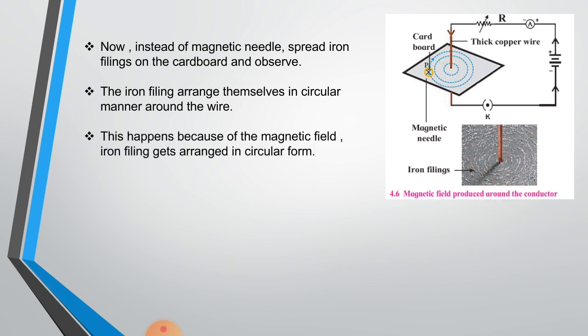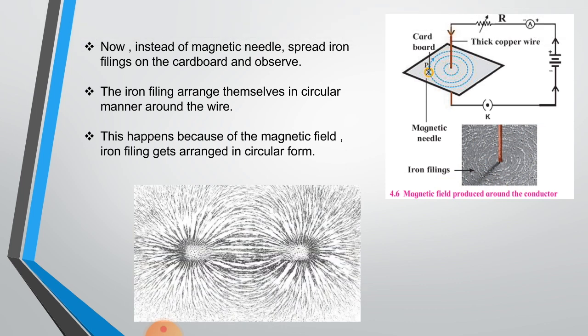Okay, this happens because of what? This happens because of the magnetic field. Iron filings get arranged in a circular form. Okay, they will be arranged in a circular manner as shown in the diagram. Here you can see a circle which is going to form this type of circle. So the iron filings arrange themselves in a circular manner around the wire.